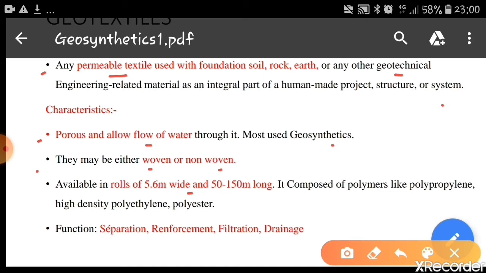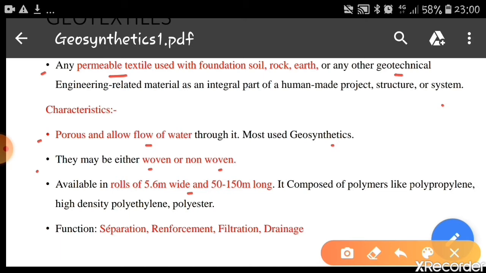The width is 5.6 meter, so they cannot be used successfully for a pavement construction by a single roll. Normally for a two-lane road, the road width will be around 7 to 7.5 meter. In that case we can successfully apply these geotextiles over the pavement with an overlap. Also the length will be around 150 meters, so that the joints can be reduced.